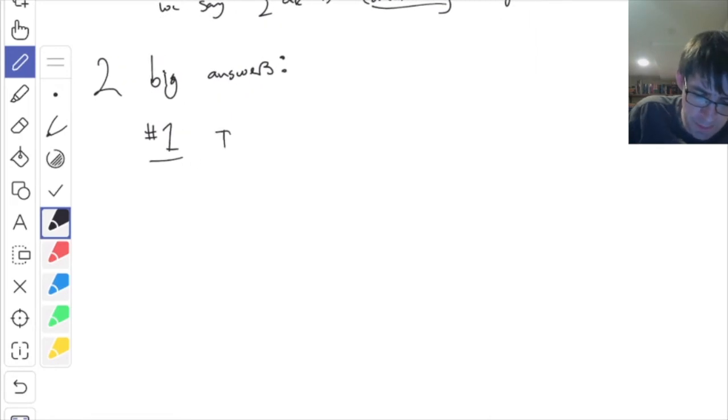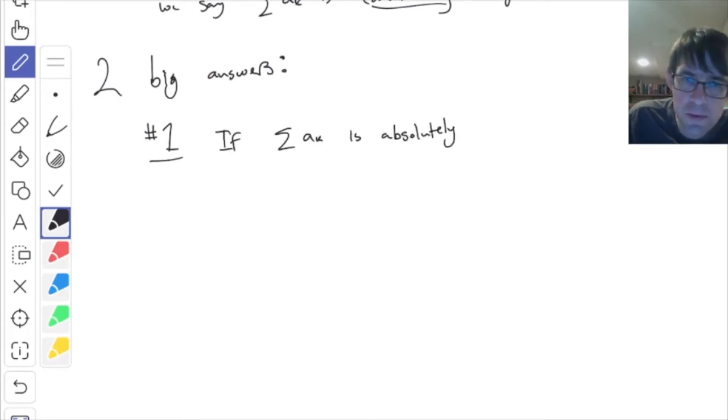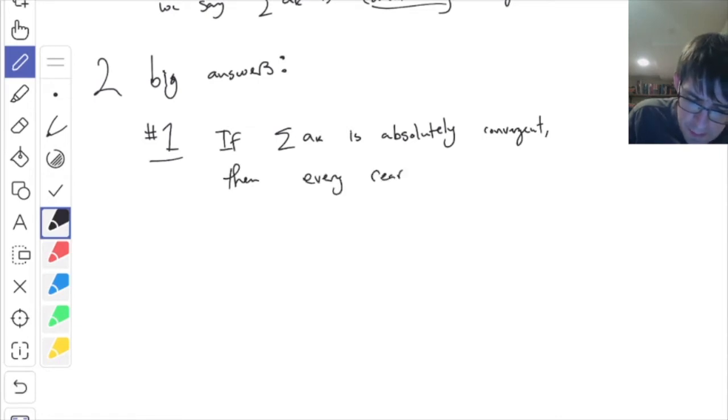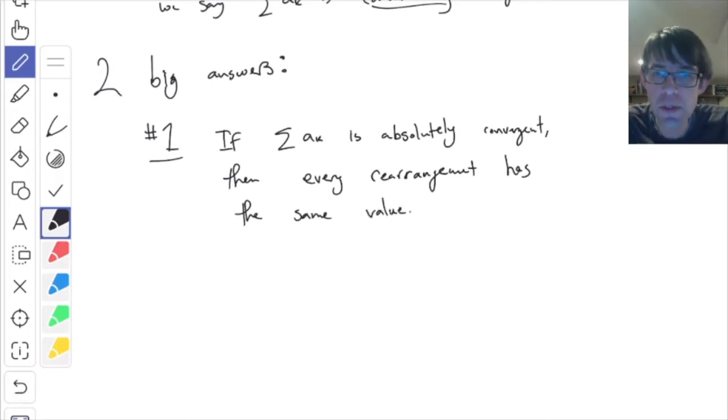It says, if the series AK is absolutely convergent, that means it converges even when you take absolute values, then every rearrangement has the same value. So if it's absolutely convergent, that means it converges even if you take absolute values of every term. Then, however you rearrange, you get the same answer. So rearranging the terms does not change the value. Every rearrangement has the same value.